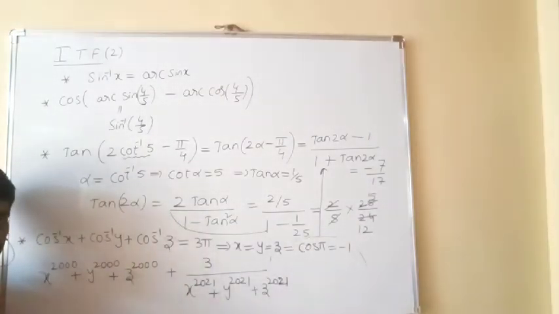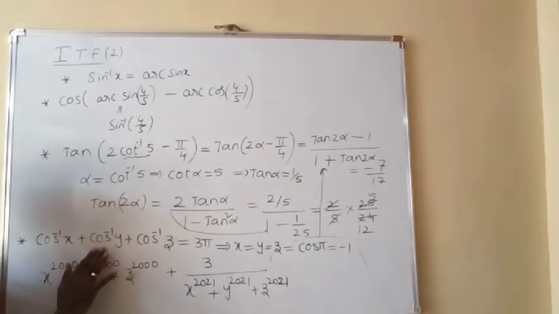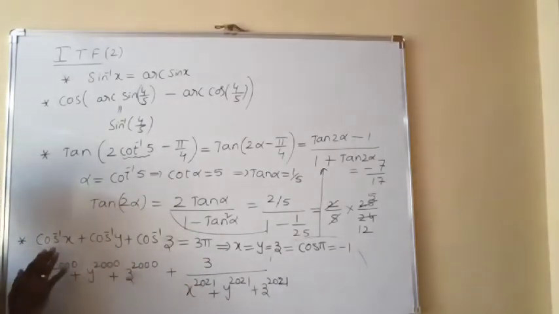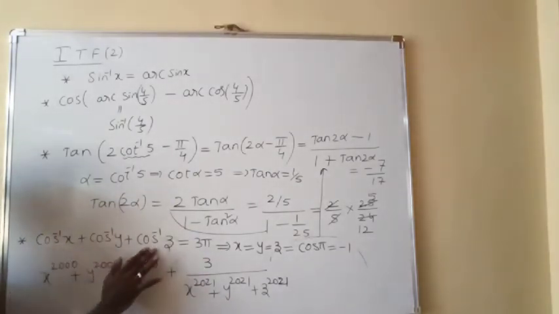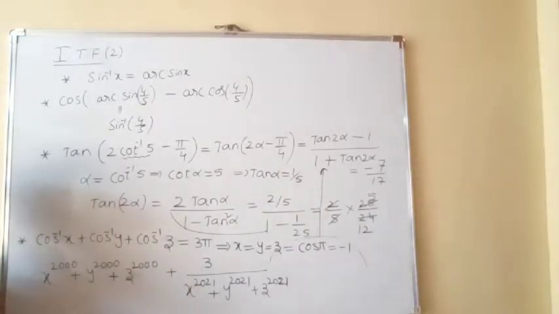X is equal to cos pi. Cos pi value is what? Minus 1. So this equation holds only if the first angle, second angle, third angle, each angle is equal to pi. So cos inverse x is equal to cos inverse y is equal to cos inverse z is equal to pi.